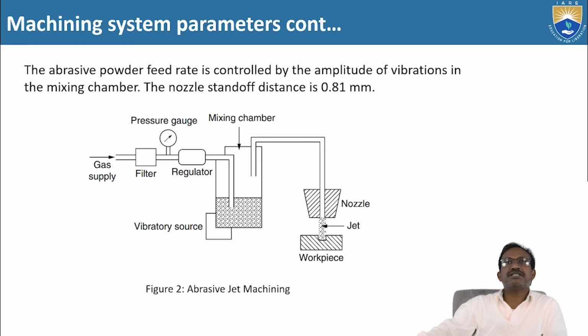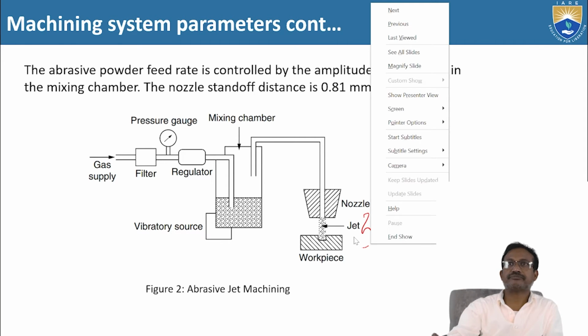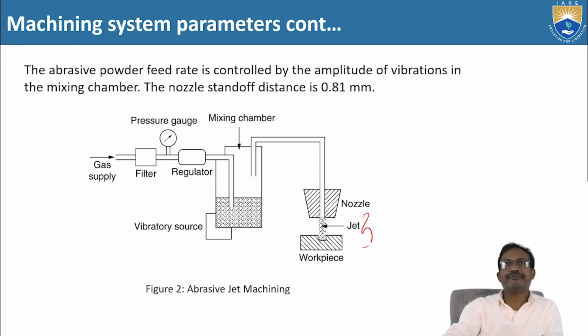Machining system parameters, continuation. The abrasive powder feed rate is controlled by the amplitude of vibrations in the mixing chamber. The nozzle standoff distance is 0.81 mm. This is the nozzle standoff distance. That is 0.81 mm.